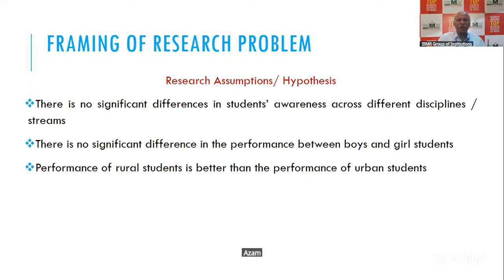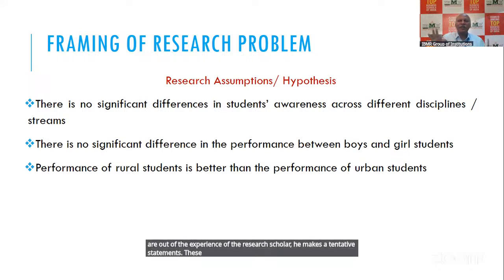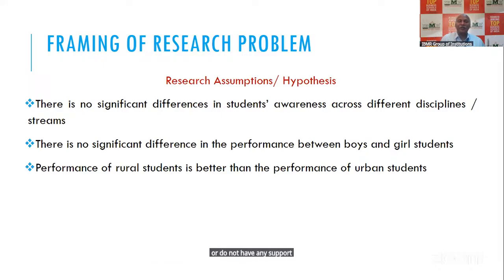Assumptions means what? Assumptions, these are tentative statements. Research assumptions are tentative statements made from the available information, from the available facts, or out of the experience of the research scholar. He makes tentative statements. These tentative statements do not have any base or any data support. These are vague statements, and these statements need to be researched.